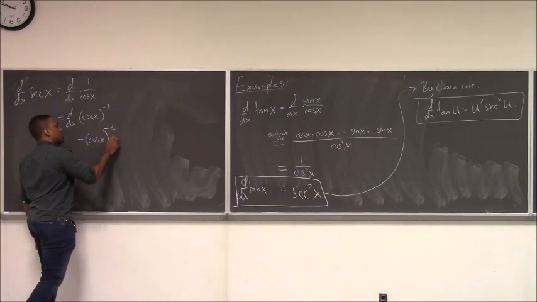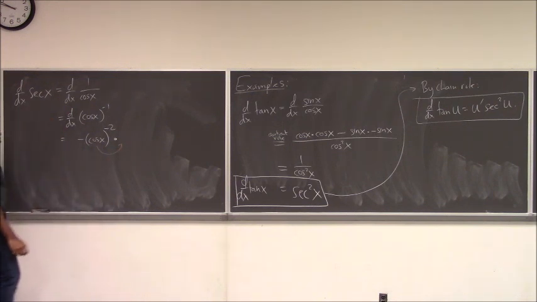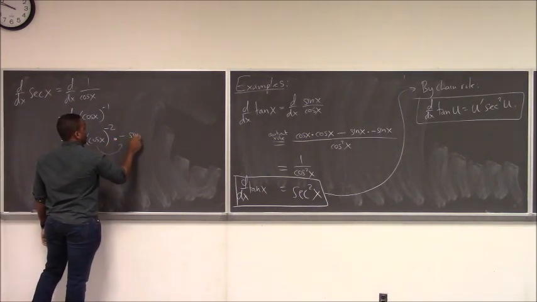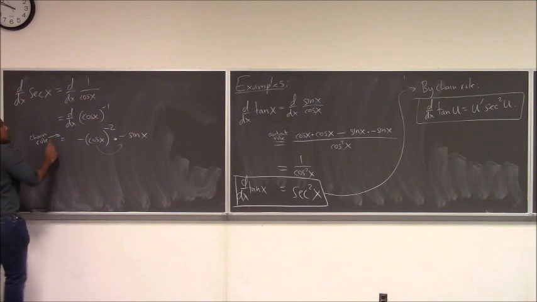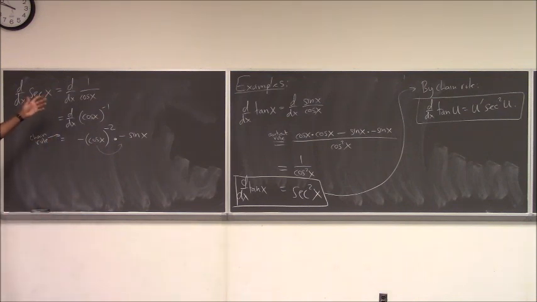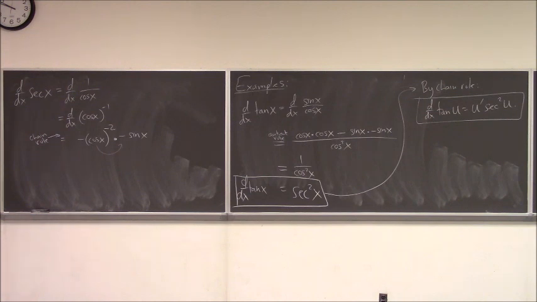Then we're going to multiply by the derivative of the inside. So that's going to be negative sine x. So this is the chain rule. Of course, you could use the quotient rule. Just remember the derivative of 1 would be 0 if you're doing it that way.